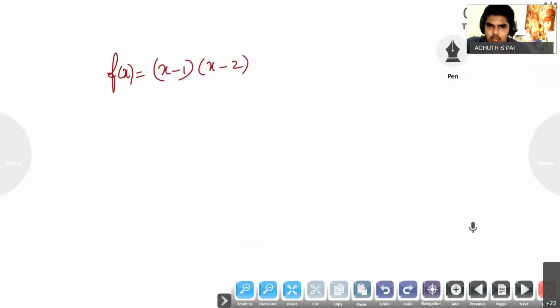In the previous question, it is given at 7. Find f dash of 3. Find f dash of minus 1. Here, no particular value is given. So, we are going to find out f dash of x. x can take any value in that domain.